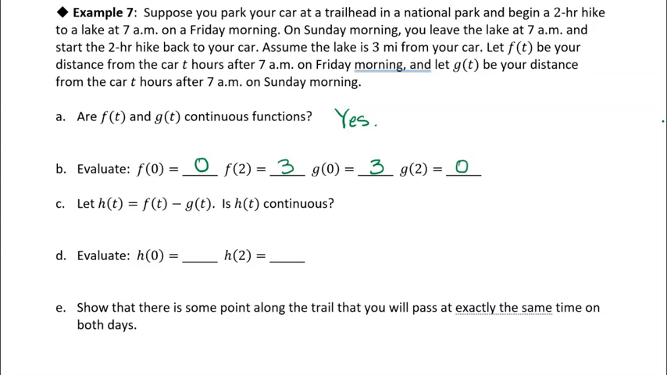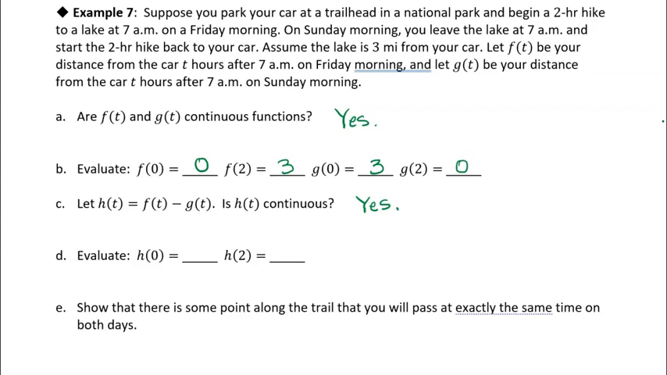So now we're going to define a new function, h of t. h of t is the difference between f of t and g of t. And this is just asking, is h of t continuous? So we've built a function from two other functions that are continuous. That means h of t has to be continuous. It's just a difference of two continuous functions, so it's got to be continuous.